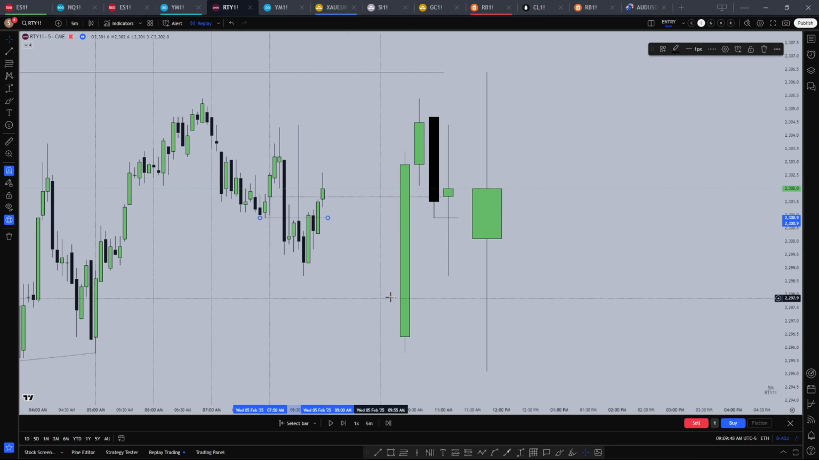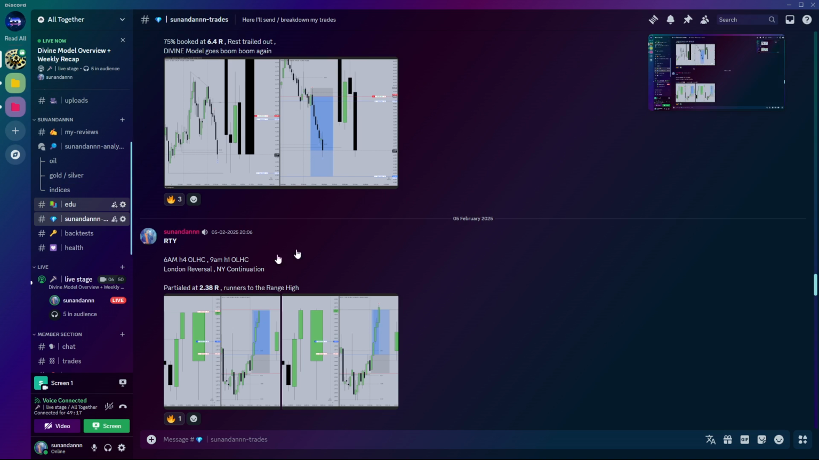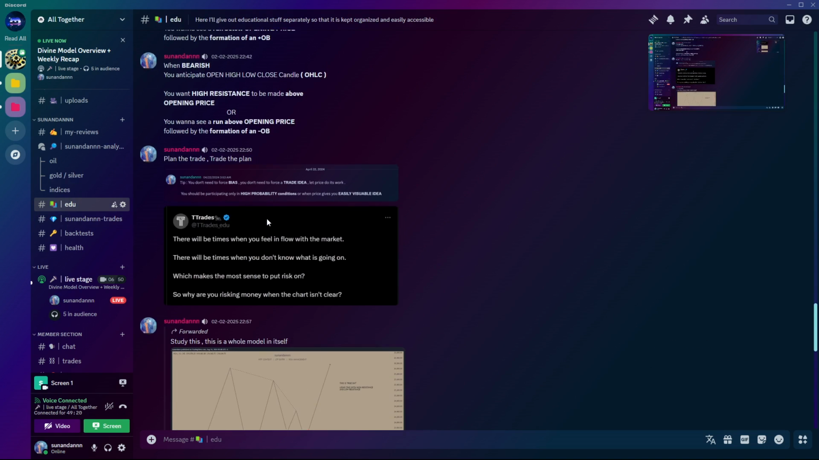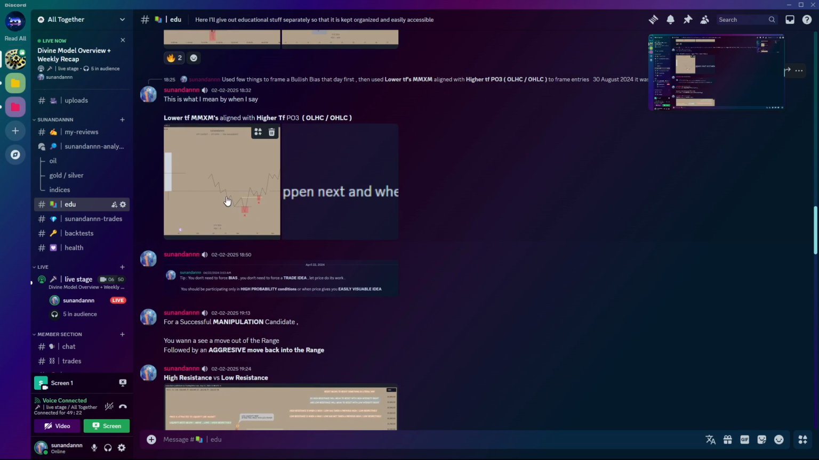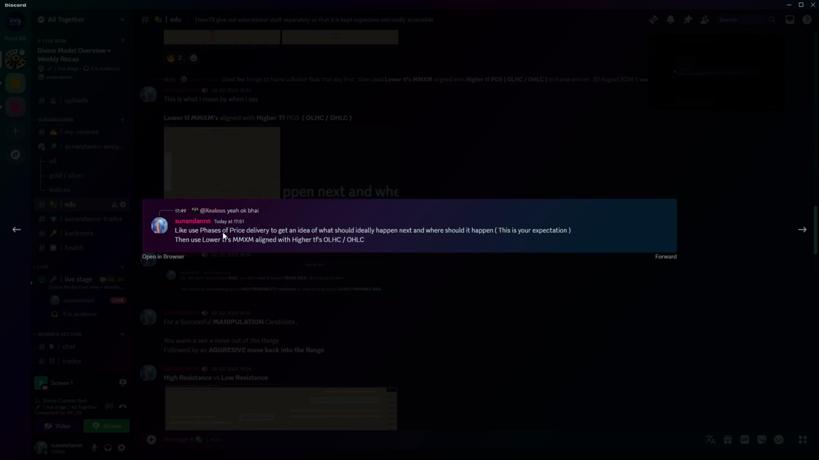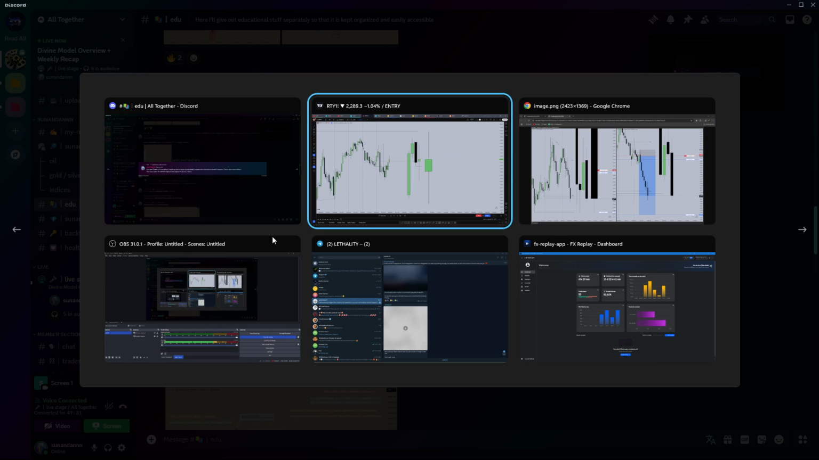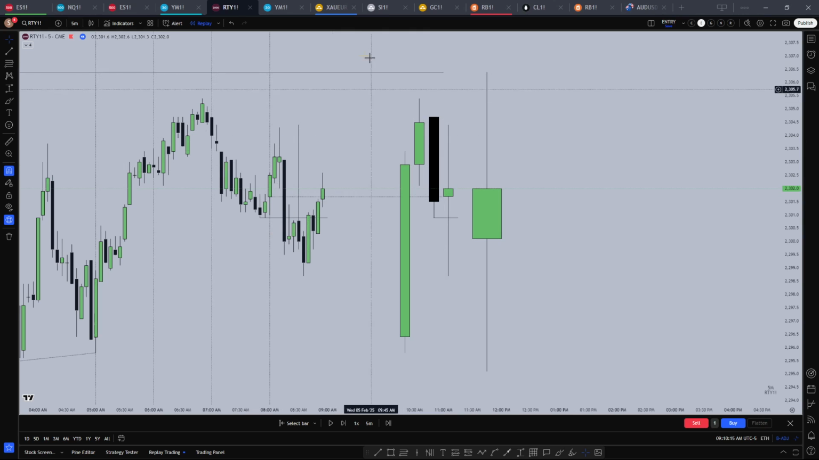This is high time frame OLHC aligned with lower time frame exam. I will go in depth. You can study this post. It may help. It will surely help, not may help. Like, use phases of price delivery to get an idea what should ideally happen next. I used phases of price delivery here to get an idea what should happen next. This should happen next to me most probably.